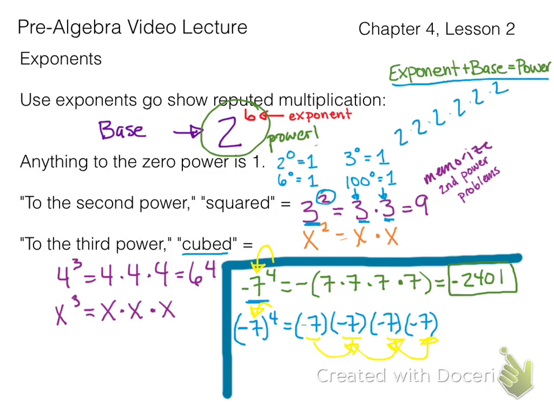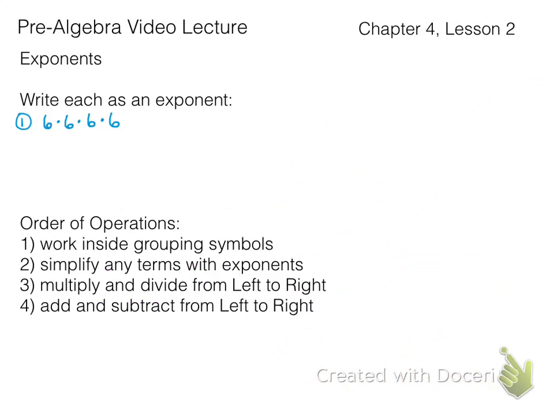So my answer will be positive for this situation every time this is an even number. If it was an odd number, it would give me a negative answer. But since it is an even number, 4, it's going to give me a positive 2,401. Okay, last slide. Again, this is a pretty short lecture.